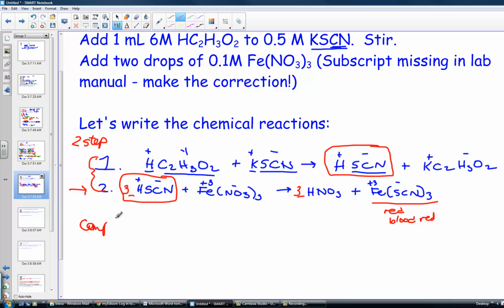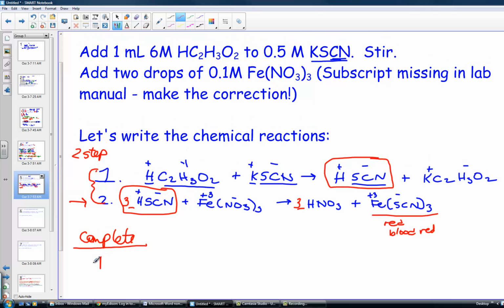Let's take this apart. A complete ionic equation. HSCN, it's an acid, but it's not one of our 7 strong acids. We leave it together. Leave it together, and what do we get? I'm going to make sure it's balanced. Whoops. 3 HSCN plus, this breaks apart, it's a nitrate. Nitrates are always soluble, so I get Fe plus 3 and 3 groups of nitrate carrying a -1.